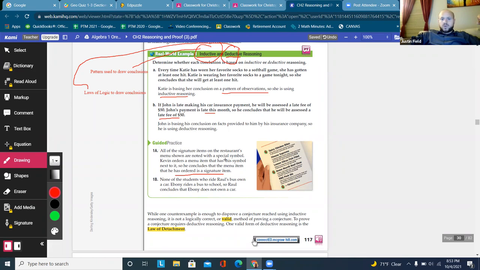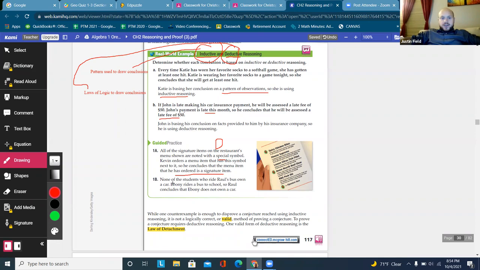So this is a rule that the restaurant has made that if a menu item is special, if it's signature, then we will denote it with a special symbol. And so Kevin orders a menu item that has a symbol next to it. And so he concludes that it's signature. So this is deductive reasoning. He's using a rule there. Now let's see. Hopefully this next one is inductive.